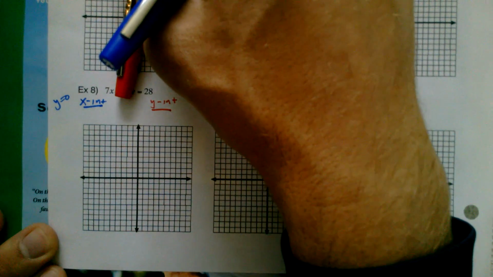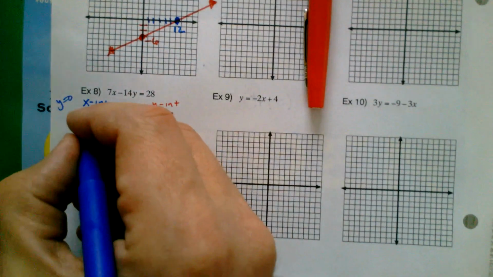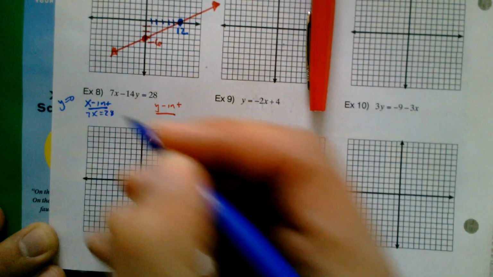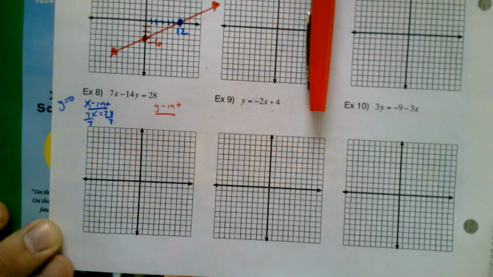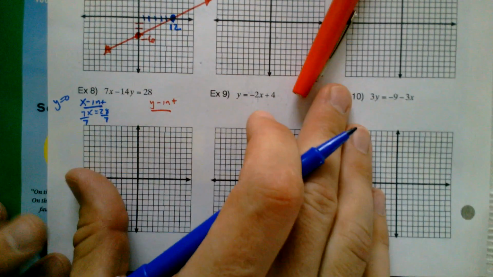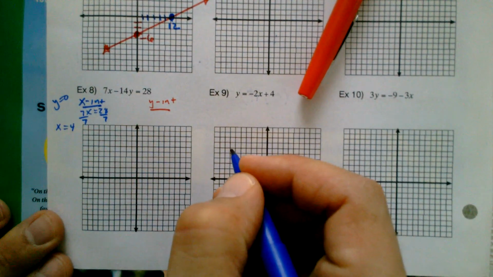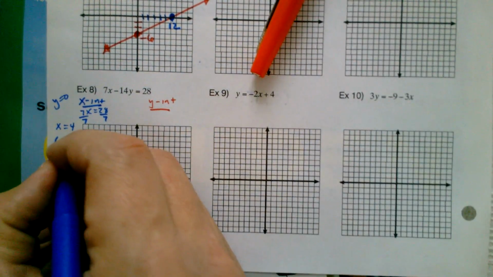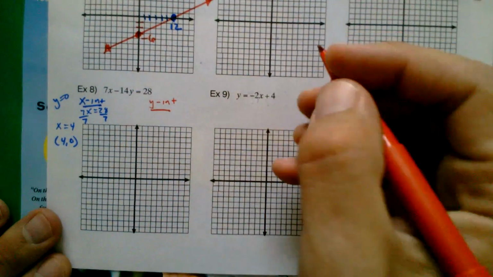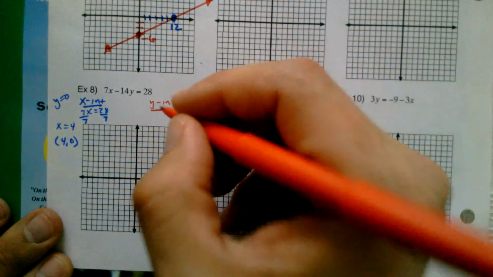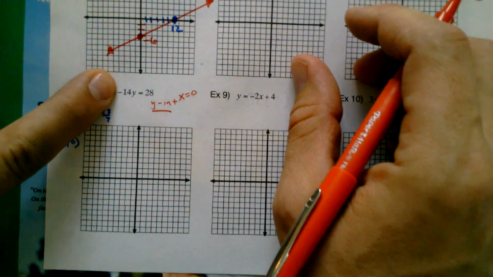So I cover that guy up, and that gives me 7x equals 28. So 7x equals 28. I'm going to go ahead and divide by 7. 7 times x, the opposite of times is division of 7. So I get x equals 4. All right, that's a coordinate point. That's 4, 0. All right, I just got to do it one more time. I'm going to do the y-intercept. The y-intercept is when x equals 0. So I'm going to cover up that x.